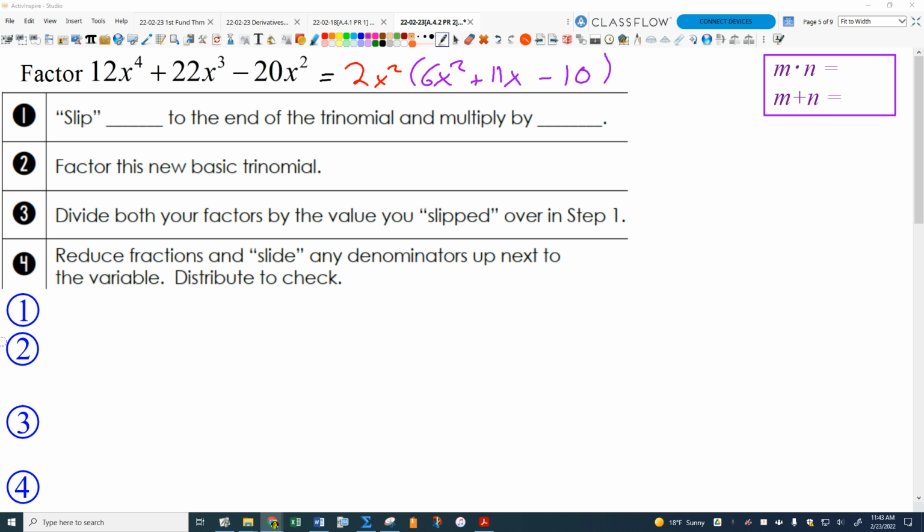Okay, here we go. Let's just focus on the purple part, and then at the end, we'll write our answer down. Of course, we've got to include the 2x squared out front, but we're just factoring the purple trinomial using slip and slide. So Kathleen, what number are we going to slip to the end? 6. Good. What did we multiply it by? Negative 10, perfect. And when we did that, we got x squared plus 11x minus 60, right?